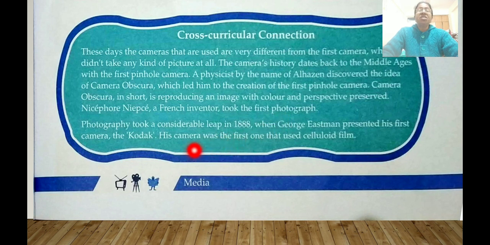So it's given here. The first photograph was taken by Nicephore Niepce. The name is French, therefore a little pronunciation. It's Joseph, here you have the name here. It's Joseph Nicephore Niepce. So that's the name, the French inventor. When did photography begin on a large scale? So photography started on a large scale when George Eastman presented his first camera, and he was the first to use celluloid film. So the first one to use celluloid film in his camera.